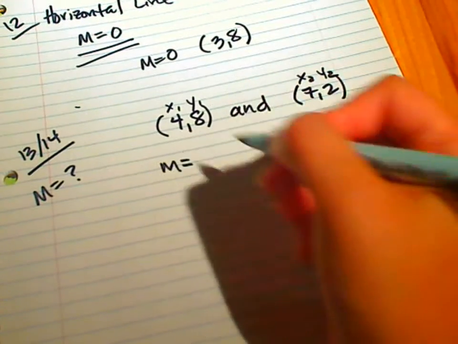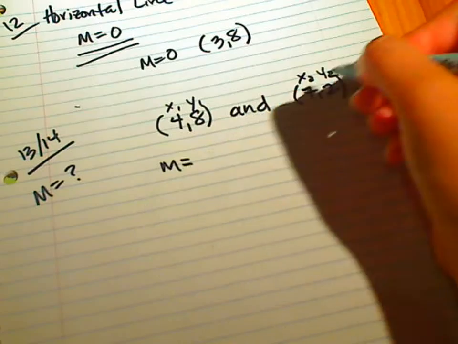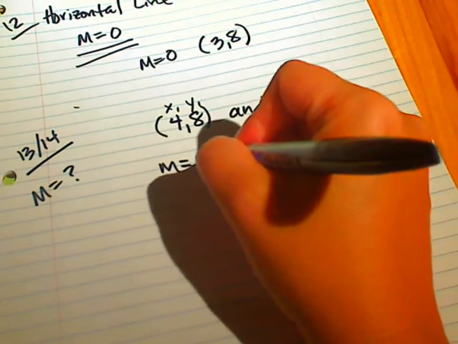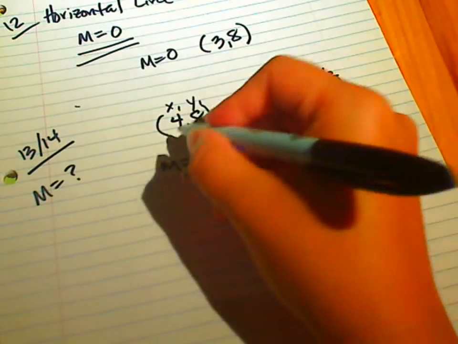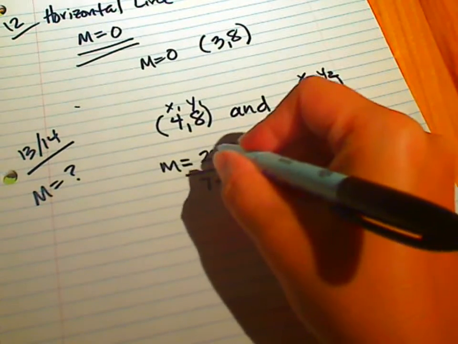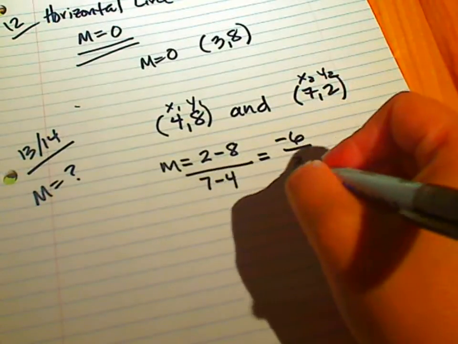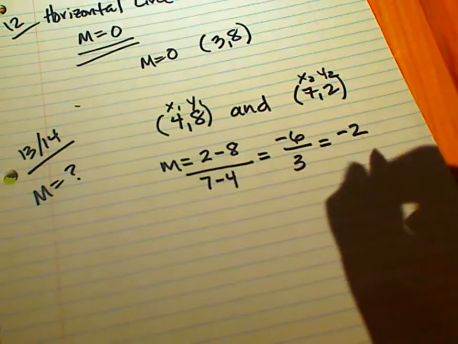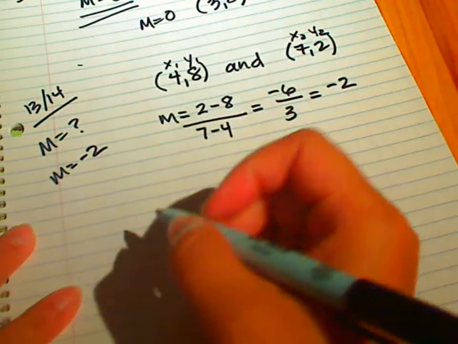Slope formula first. y2, negative 2 minus 8 over x2 minus x1. Negative 2 minus 8 is negative 6. 7 minus 4 is 3, so I get negative 2 for my slope.